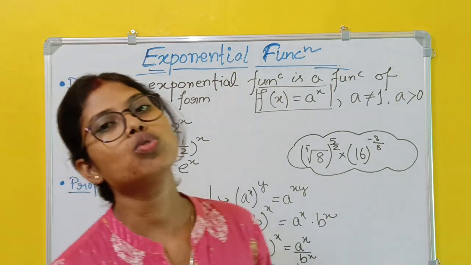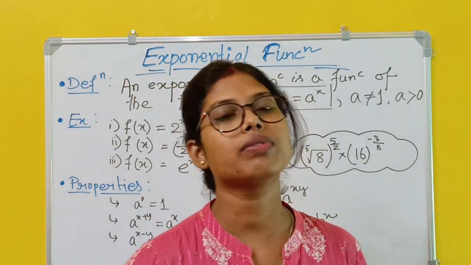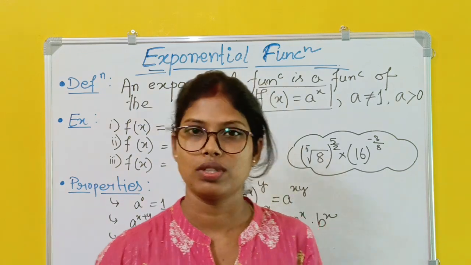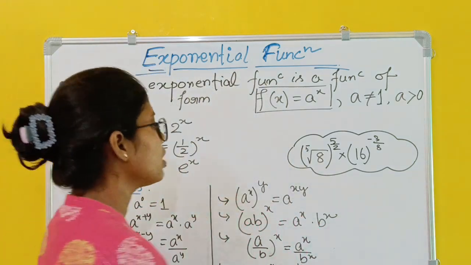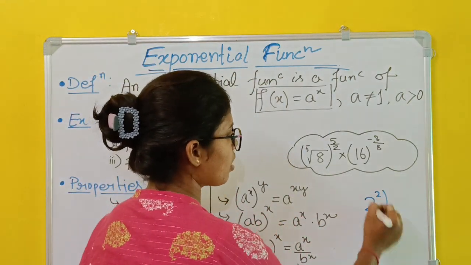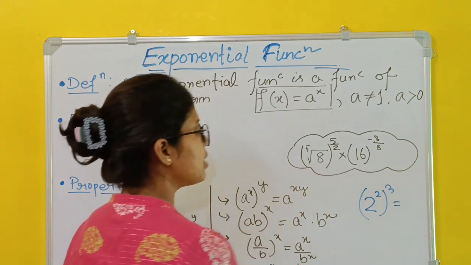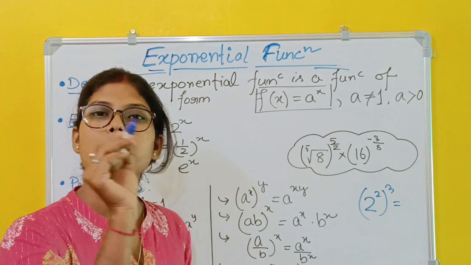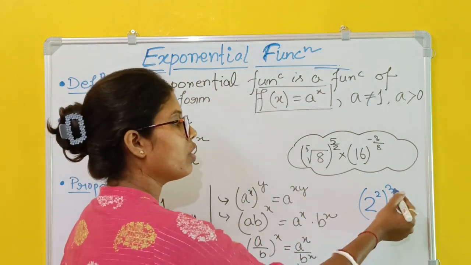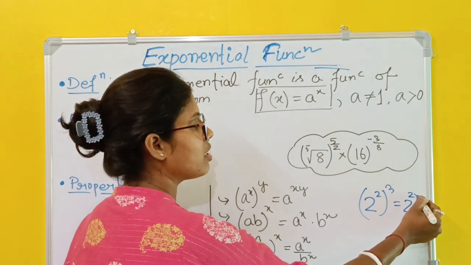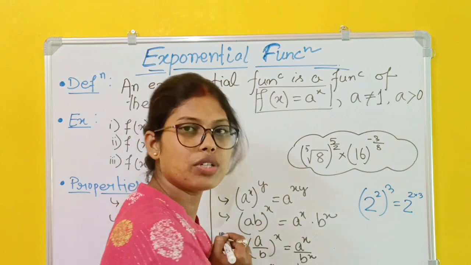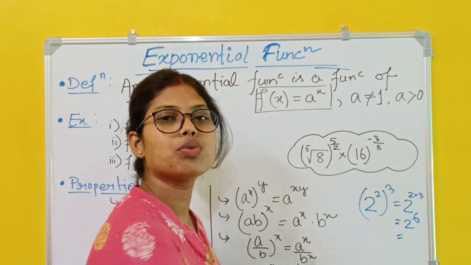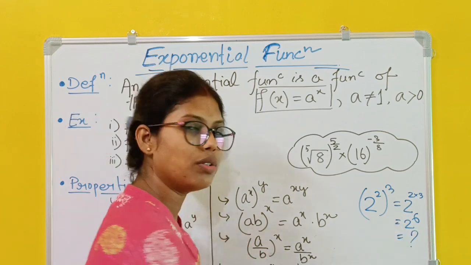Suppose 2 to the power 2 whole to the power 3, then we first calculate 2 to the power 2, then we calculate that to the power 3. No, not like that. It just works like this: we will just multiply the powers. If it is x y, we will just multiply the powers. So 2 and 3 becomes 2 to the power 2 into 3, which is equal to 2 to the power 6. Now simply calculate 2 to the power 6, and we will get our value.